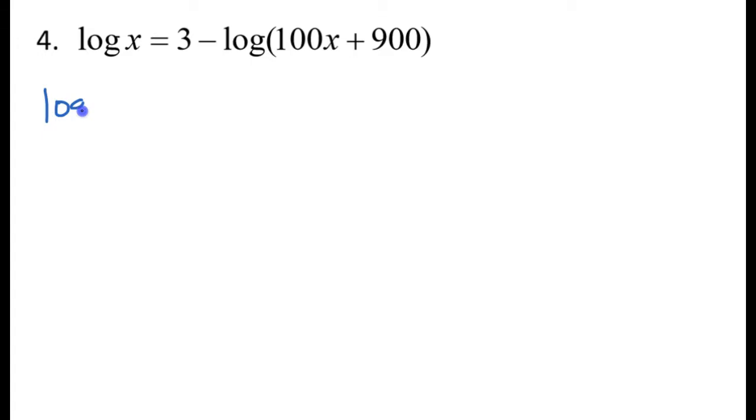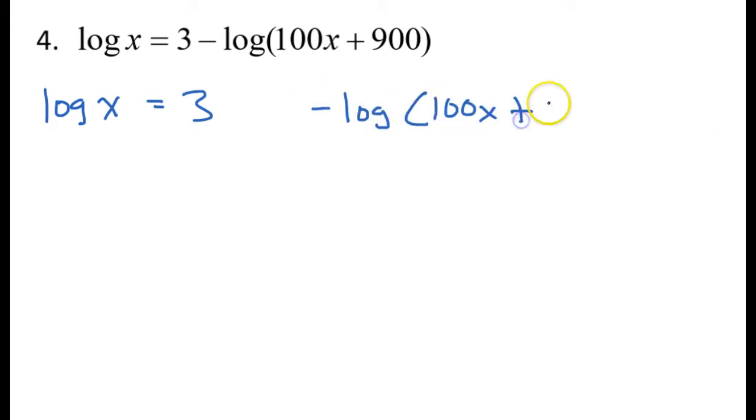I'm going to write log x, which is log base 10. Just keep that in mind. Is equal to 3, and here's where I'm going to leave a little space, and then I'll have minus log 100x plus 900. So the reason why I left a little space here is because I need to turn this 3 into a log term so I can combine it with the other log term and sort of get it out of the way.